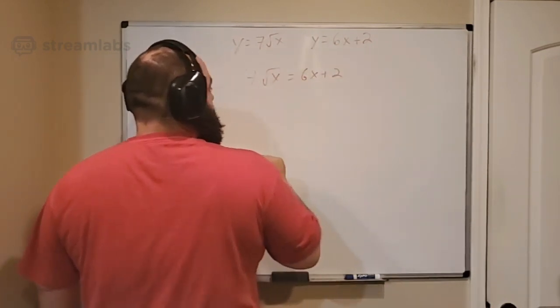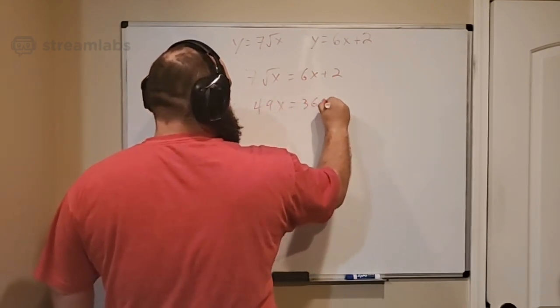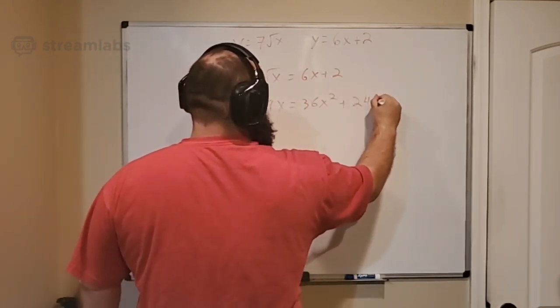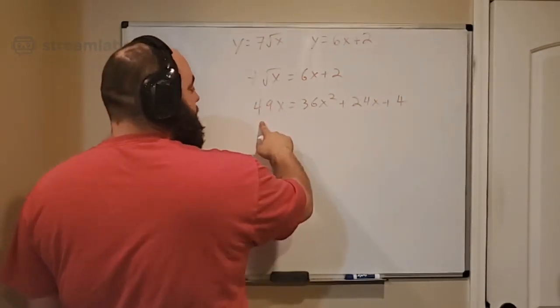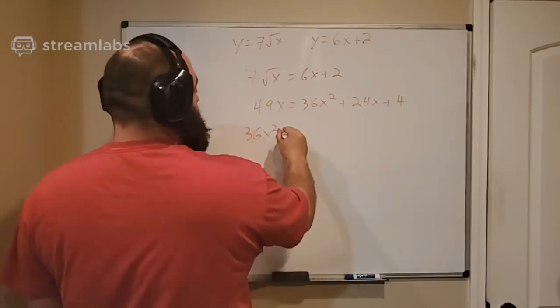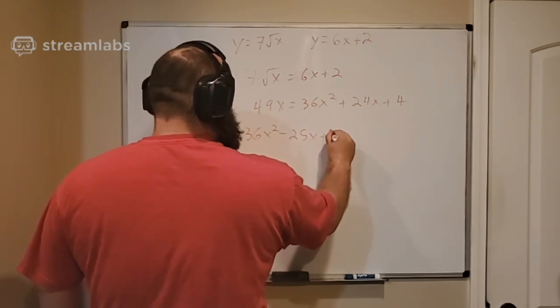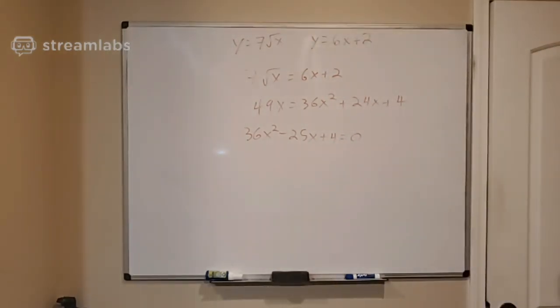You get 49x is equal to 36x squared plus 24x plus 4. And then you make it equal to 0 because it's a quadratic. So 36x squared minus 25x plus 4 equals 0. Now, at this point, most of you probably would not be able to factor that because the answers do end up being fractional answers. That works out pretty nice and neat. But most of you probably would have a little bit of trouble factoring this, to be honest, because this is not something you're normally used to seeing in factoring.